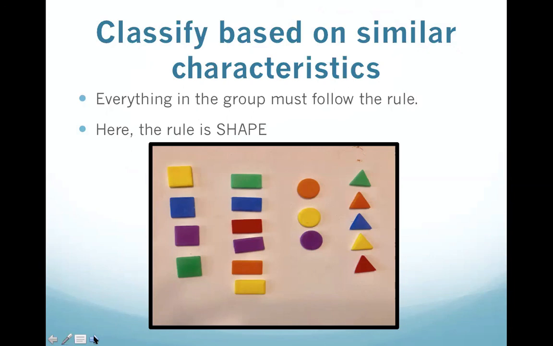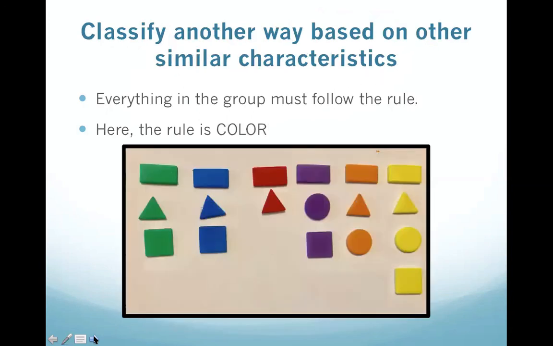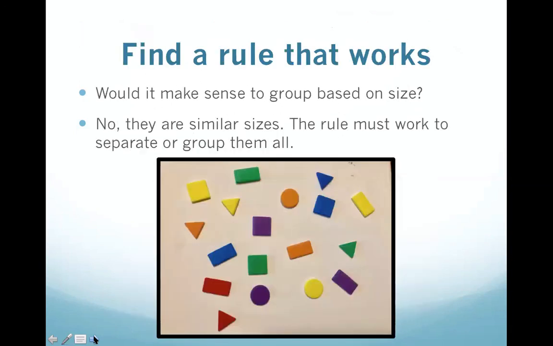Can you think of another way to classify these same stickers, but in a different way? Yeah, if you said color, the rule here is sort things by color. So we have green, blue, red, purple, orange, yellow, just putting them in different groups of color. So why do we classify things? We want to organize things, make it easy to see, easy to understand. We want to put things that are the same together.